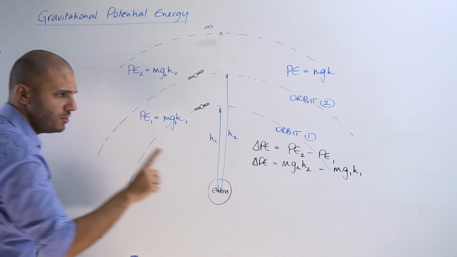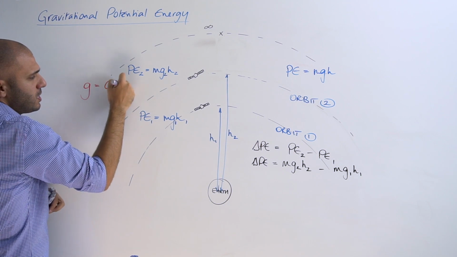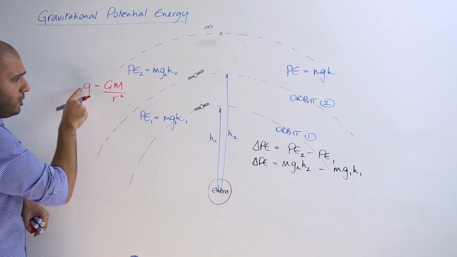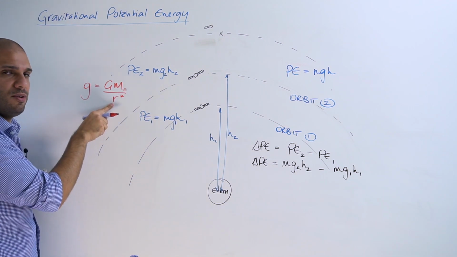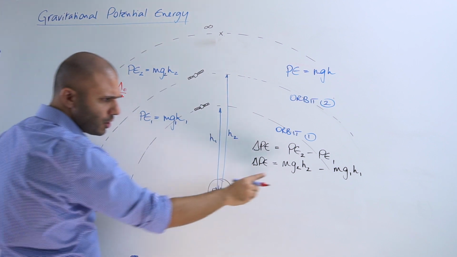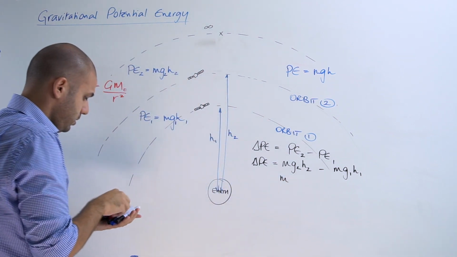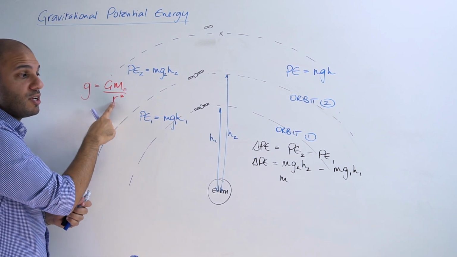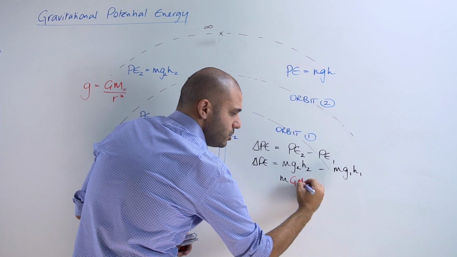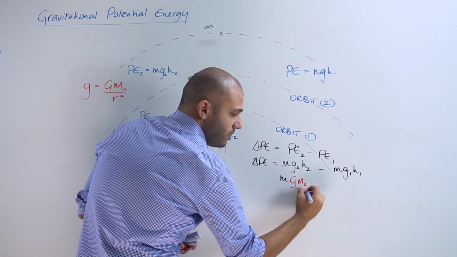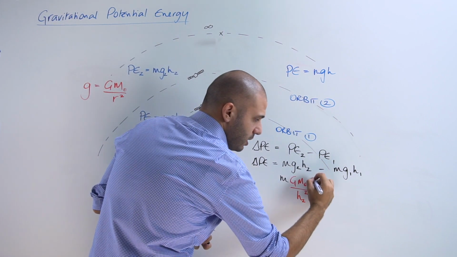However, we do know that the gravitational field strength, meaning small g, is given by such an equation. We did this in previous parts of the topic. g is equal to the universal gravitational constant times the mass of Earth, divided by the distance away from the center of Earth squared. So in this particular case, I can substitute g2 with all of this, with the distance being h2. So all of that becomes the universal gravitational constant times the mass of Earth divided by h2 squared, and obviously that is multiplied by h2.